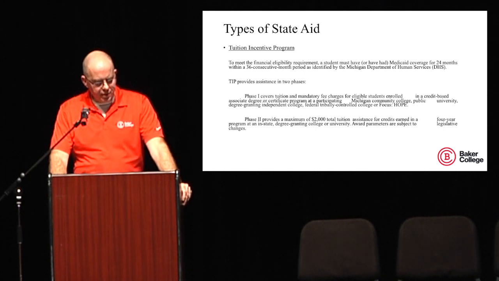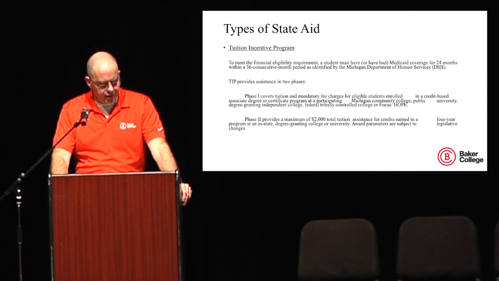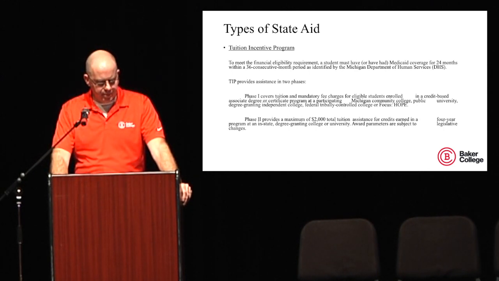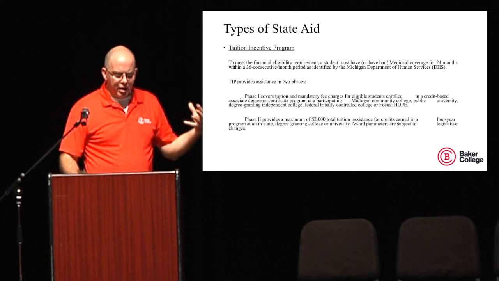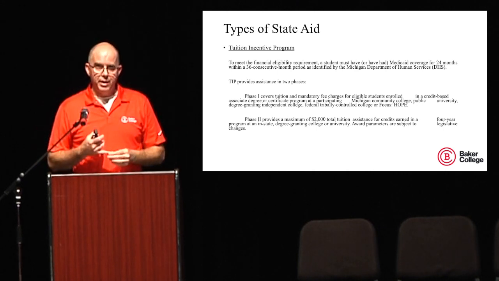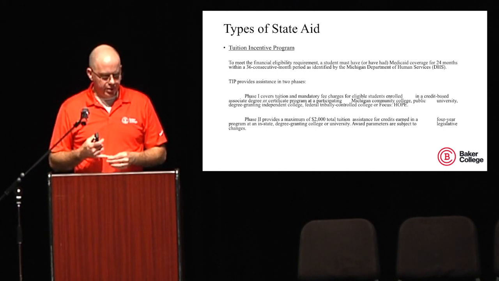A type of state aid that's available to your student would be the Tuition Incentive Program. To qualify, a student must have or have had Medicaid coverage for 24 months within a 36 consecutive month period, as identified by the Michigan Department of Human Services. TIP pays in 2 phases. The first phase of TIP will pay $106 per credit hour up to the associate's degree.